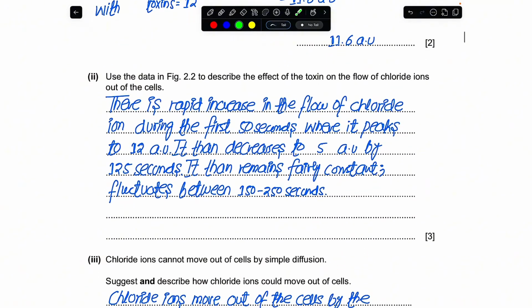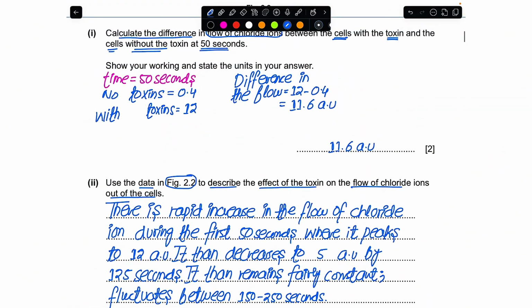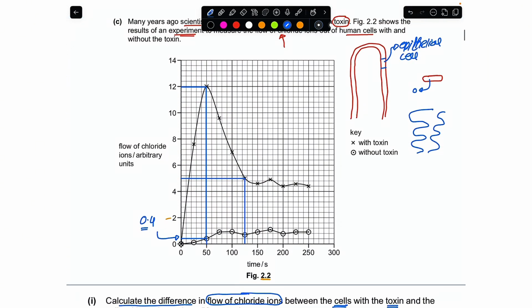If we go on to the second part, for 3 marks, they say that you are required to use the data presented in figure 2.2, and describe the effect of the toxin on the flow of the chloride ions out of the cells. In a description, we just need to elaborate on the graph. There should be no logical answer or explanation here.